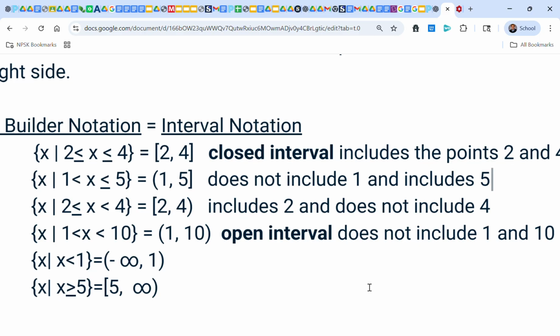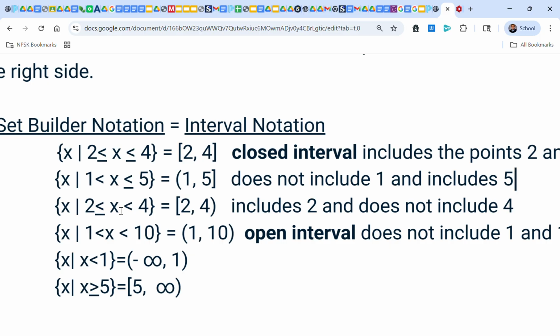Let's look over here. This is another example. In set builder notation, this is x such that 2 is less than or equal to x, which is less than 4. Well, it includes 2, and then it goes all the way up to 4, and it does not include 4. So that's how that notation would be represented there. And this would be open on both of these. This is an open interval because these are both less than.